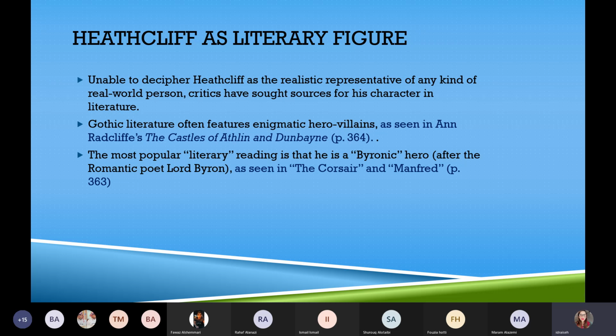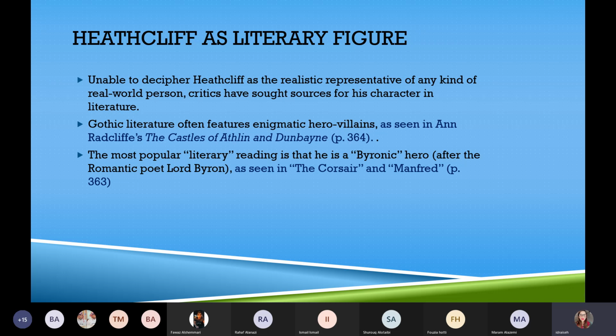Now, if we are unable to understand this character or decipher him as a realistic representation of any kind of real person, because in realist novels, the people are representations of any kind of person that you would know in real life. Now, if Heathcliff cannot fit any of those slots, then what is he? Now, literary critics decided that his character is not a strange character in terms of literature. There have been many literary characters who have been predecessors to Heathcliff's character. For example, Gothic literature often features enigmatic heroes and villains.